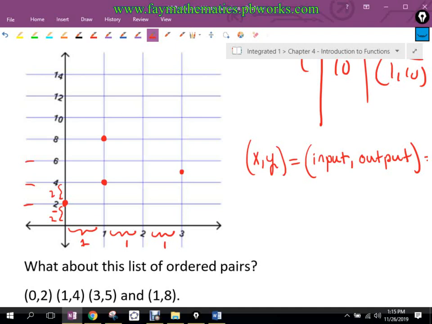Every line we come across is going to be a function. Now, what I need you to understand is that every function will not be a line. It's like saying every sophomore is a student, right? But is every student a sophomore? No. So every line is a function, but every function is not necessarily a line. All right? We'll pick up with this stuff on Monday.